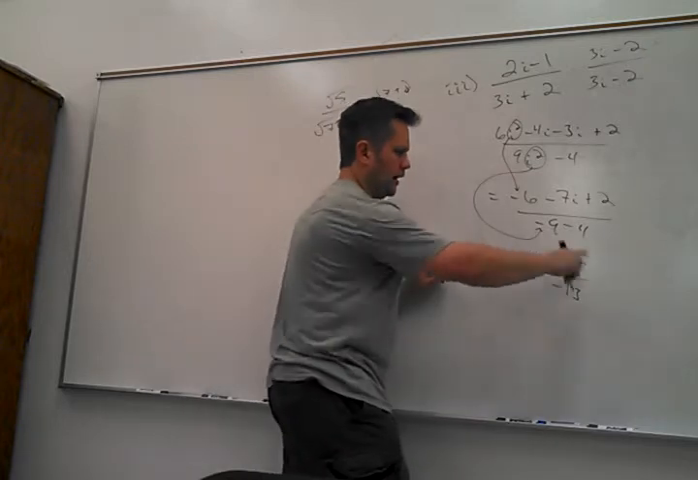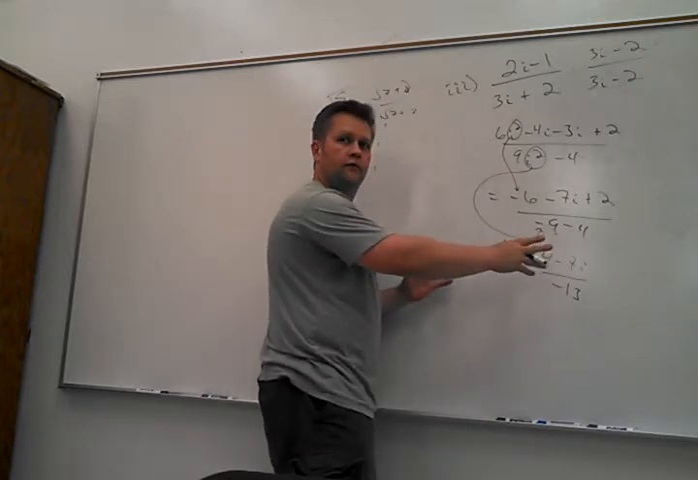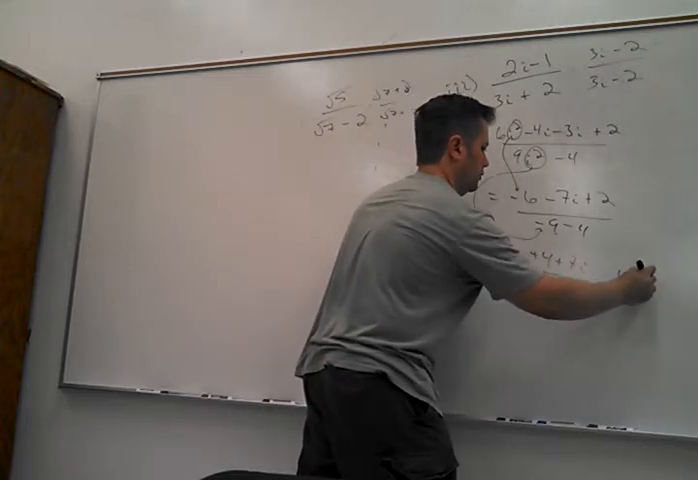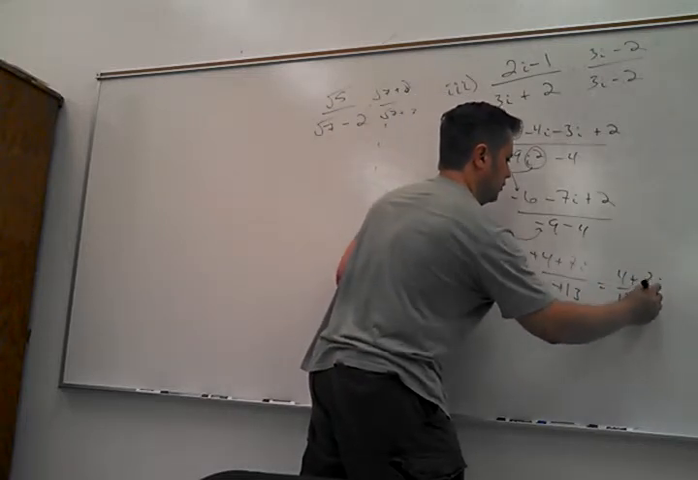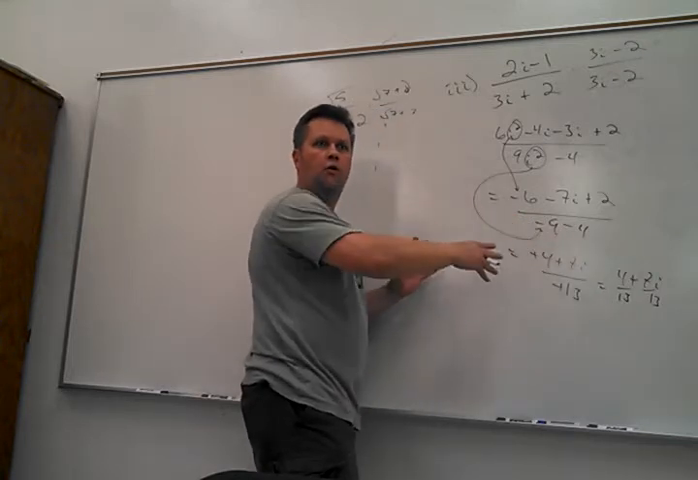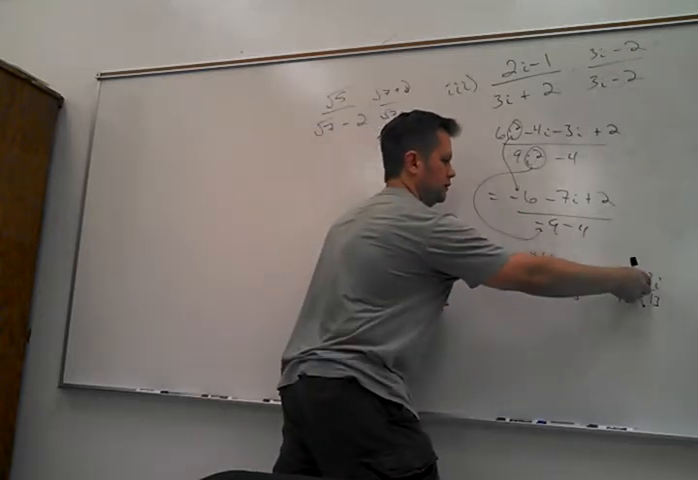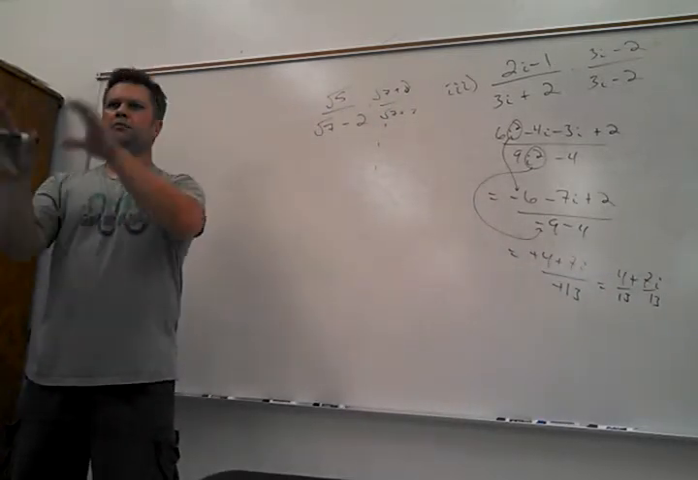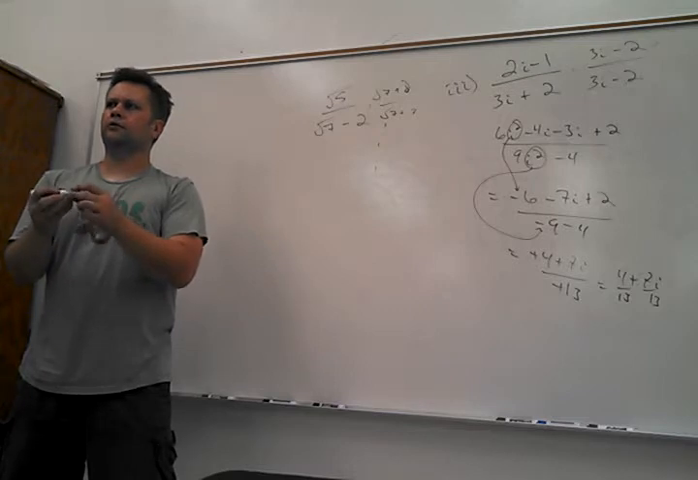And then one last thing I can do here: since they're all negative, I can cancel the negatives out, just to make it look a little better. And then here's my a plus bi. I always have to make it look like a plus bi. If I split them up, it looks like a plus bi. It is a complex number.